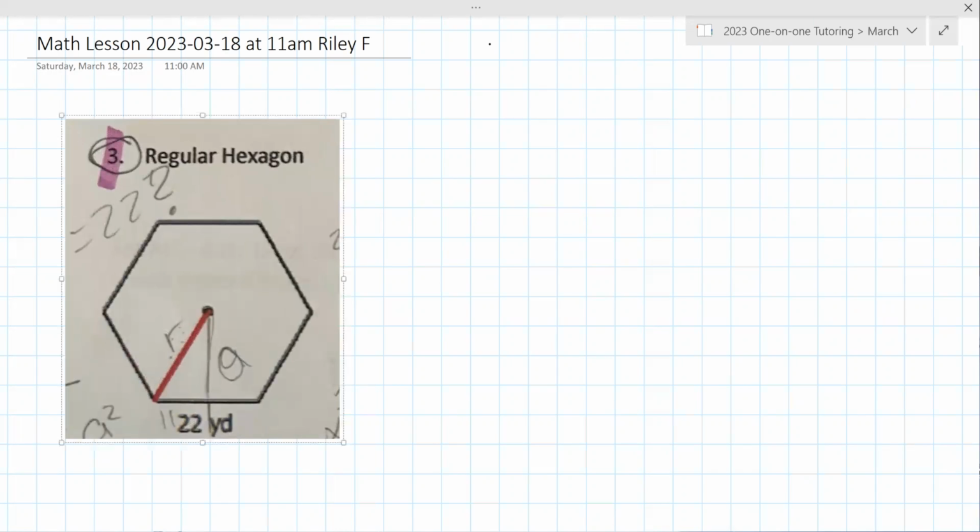Regular hexagon there, is that right? Yeah. Awesome. Okay, so it says to find the area of the following figures.